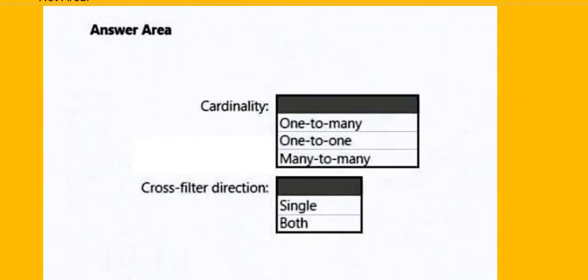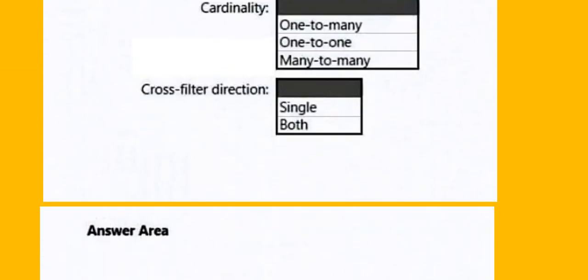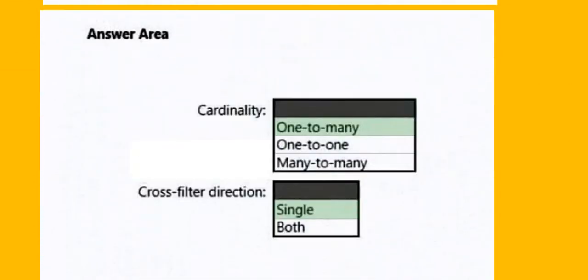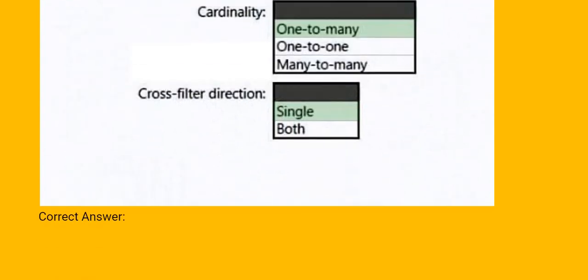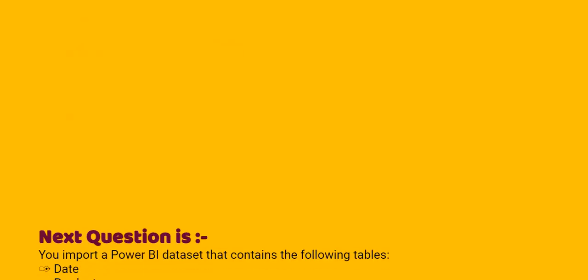See this one, cardinality: one to many, one to one, many to one, many to many. And cross filter direction is single or both. This is the correct answer, the ones highlighted with green color. Next one.